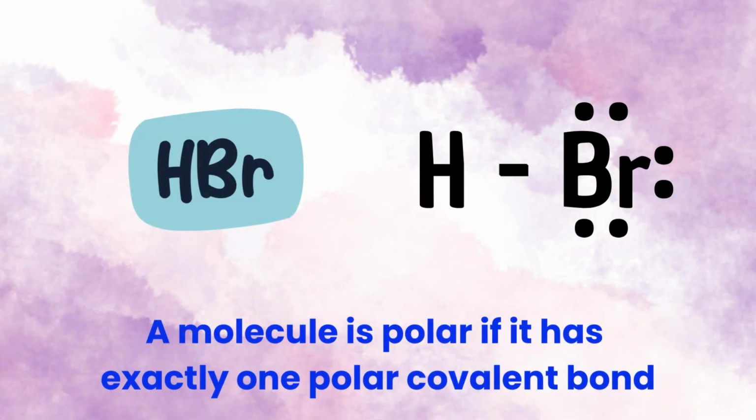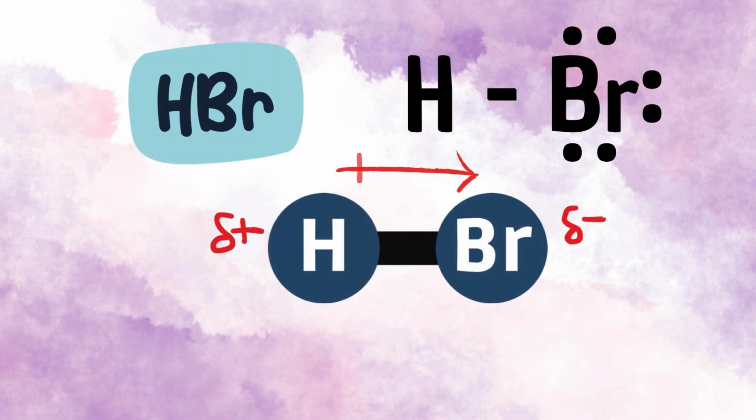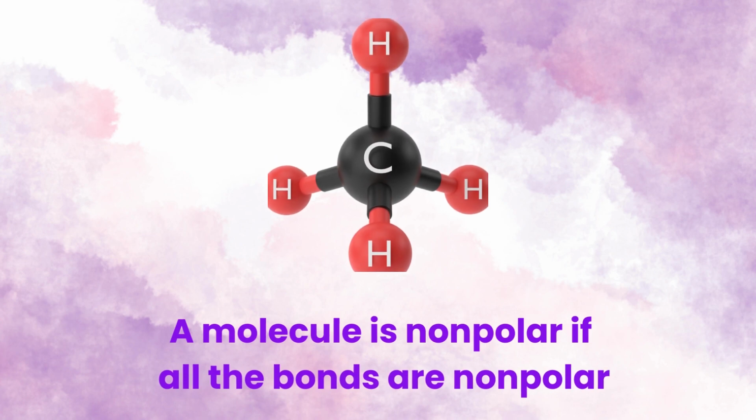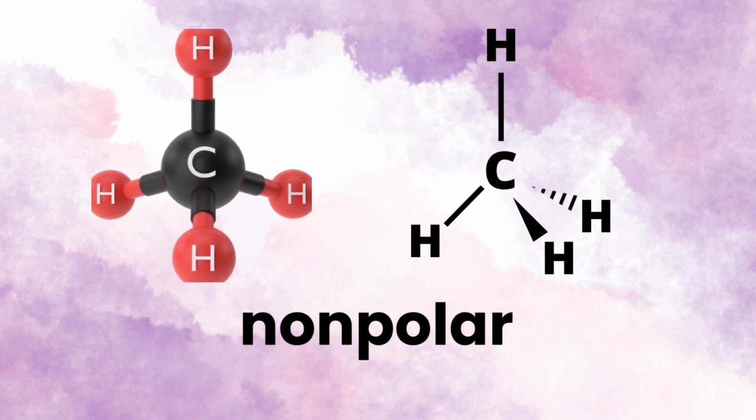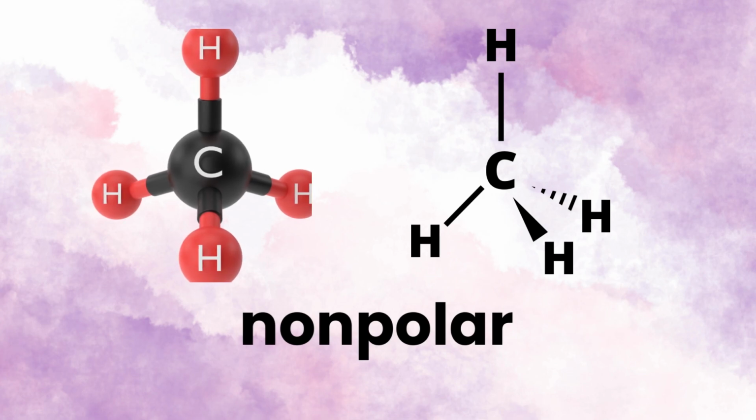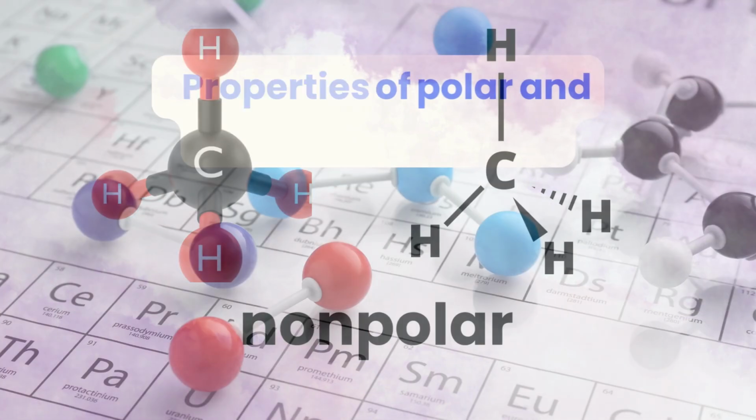A molecule is polar if it has exactly one polar covalent bond. Example is hydrogen-bromine bond. A molecule is nonpolar if all the bonds are nonpolar. Example is CH4. Each C-H bond is nonpolar, and so CH4 is nonpolar.